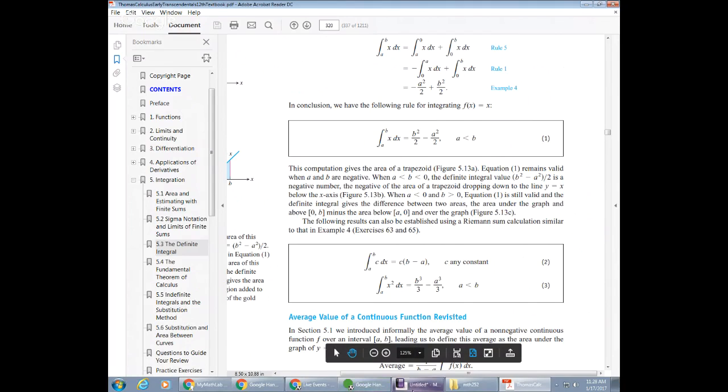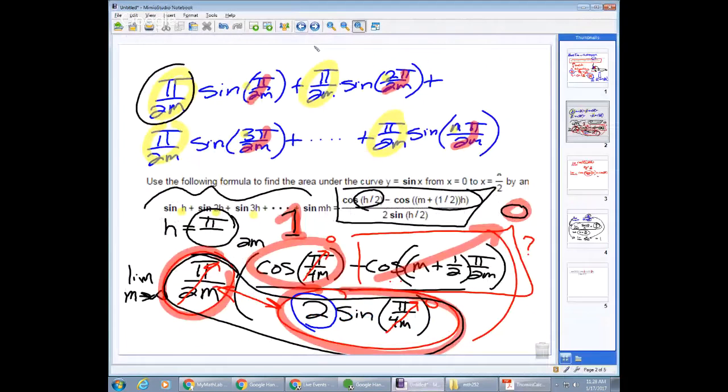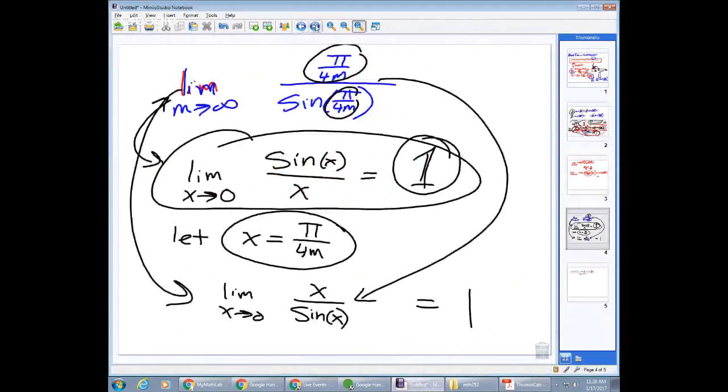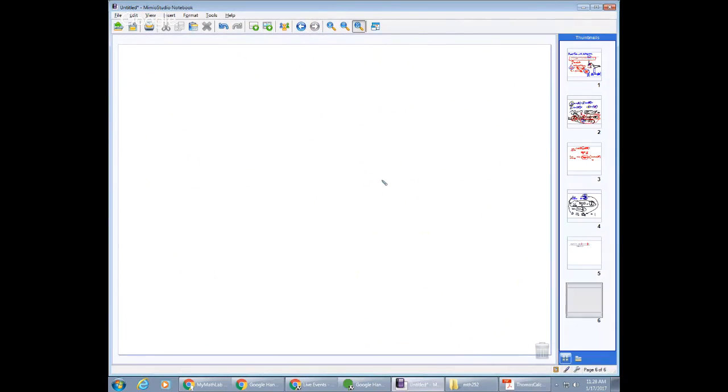The new tool is called the Fundamental Theorem of Calculus. So we're going to jump into section 4 right now. So there's 2 parts to it. We'll do part 1 and then part 2.